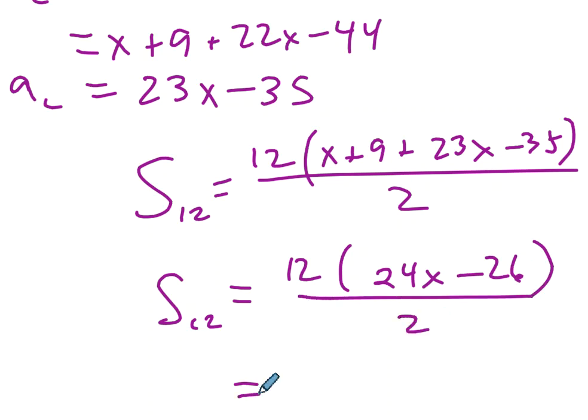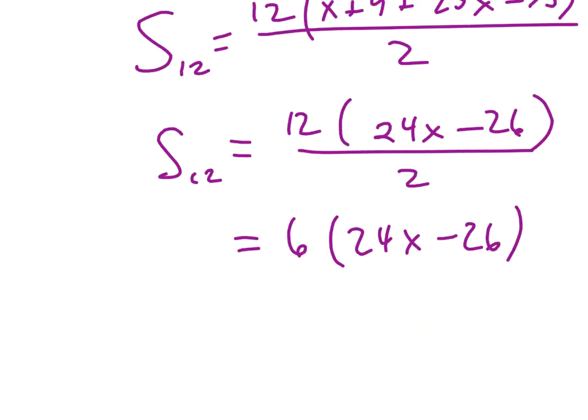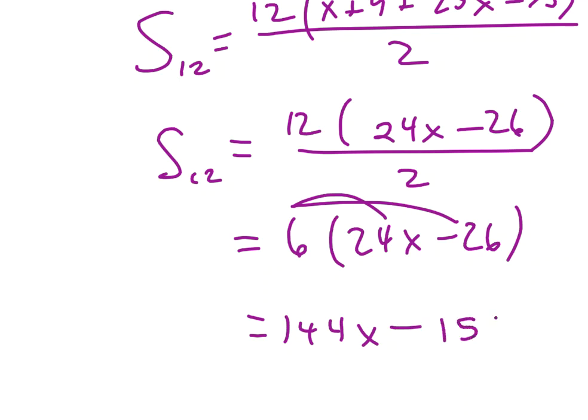I'm going to simplify the 12 over 2 is 6. Didn't have to do it that way. I think it's easier how my brain is processing. 144x minus 156. So that's the sum of the first 12 terms.